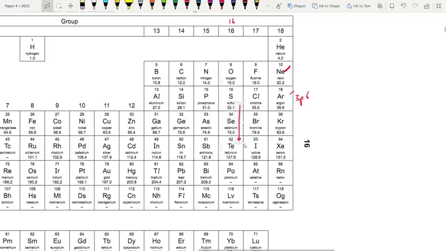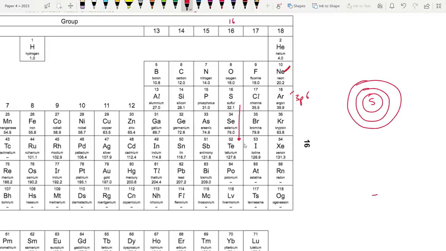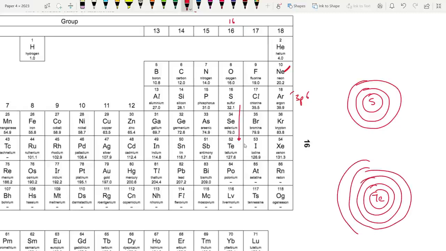Because think about this. This is sulfur, right? Sulfur has 1, 2, 3 shells. What about tellurium? It has 1, 2, 3, 4, 5 shells. So as we go down the group, look at this. We are trying to add, 1, 2, 3, 4, 5, 6. We're trying to add this electron to the outer shell over here.